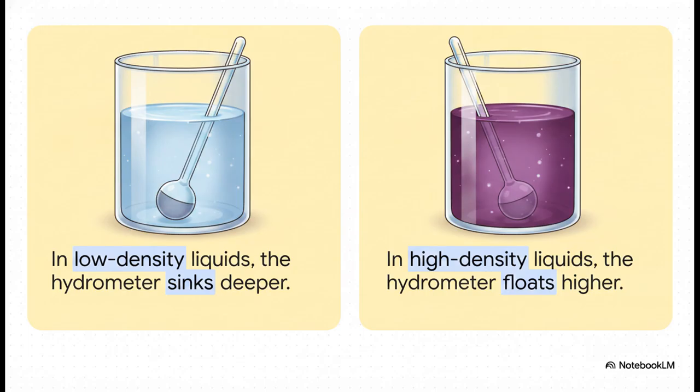If you place a hydrometer in a low-density liquid, say pure ethanol, it sinks much deeper into the fluid. Why? Because it has to displace a lot more liquid to support its own weight. But if you place it in a high-density liquid like thick brine or milk, it floats much higher near the surface. It reacts visibly and instantly to its chemical environment.